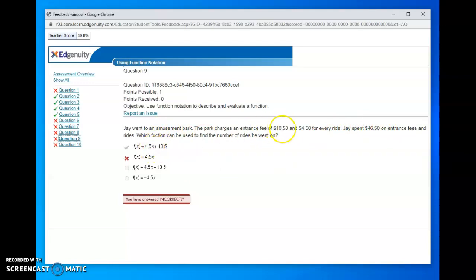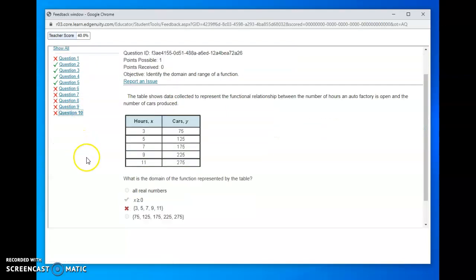He's paying $10.50 to get in, kind of like the car problem. $4,500 down payment, $10.50 to get in, so $10.50 one time. $4,500 on the car problem one time. And then $4.50 for every ride. So that's the one that's going to get the x there. So $4.50 for every ride plus $10.50 to get in. So it's going to be that first one.